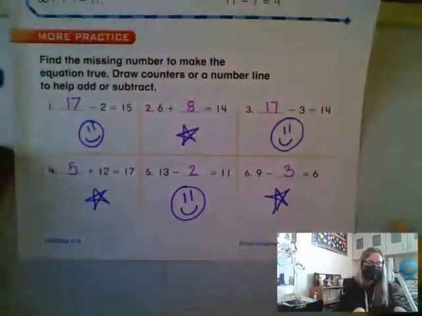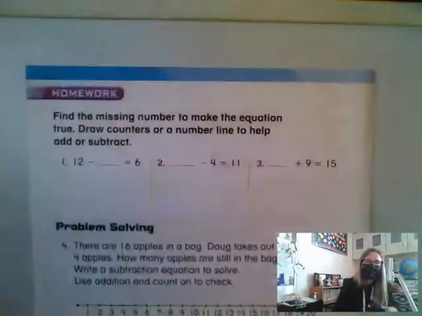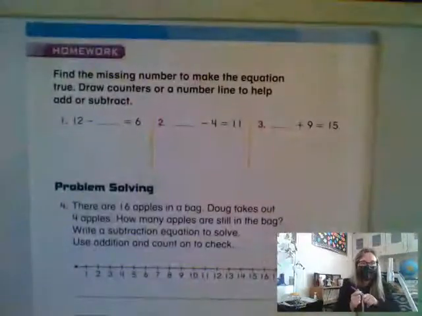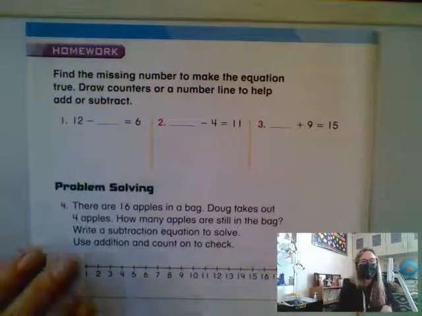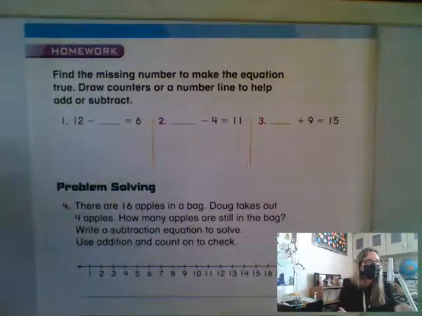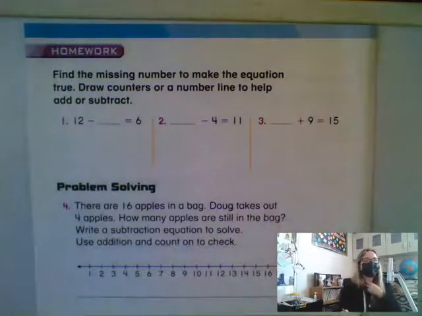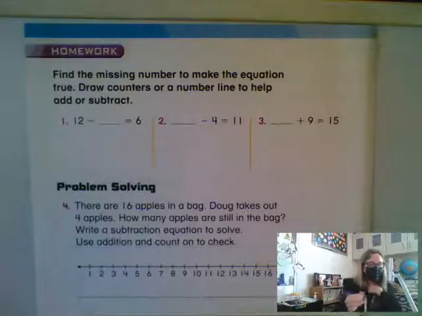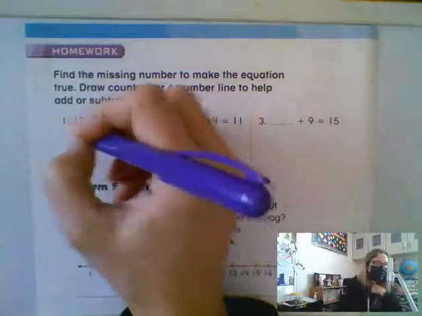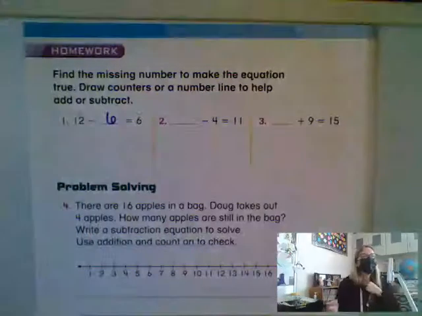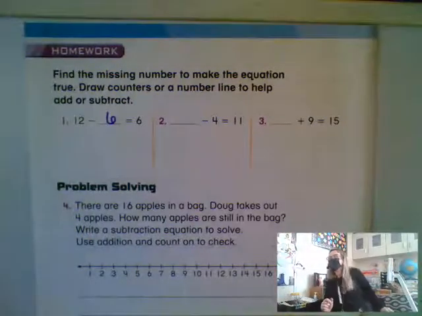Go ahead and turn now to the top of the next page. We'll work through these 3 together. For number 1, it says 12 minus blank equals 6. How many of you know your doubles? What is 6 plus 6, Drew? 12. So if 6 plus 6 is 12, then 12 take away 6 must be 6. So you can fill in a 6 for that one.